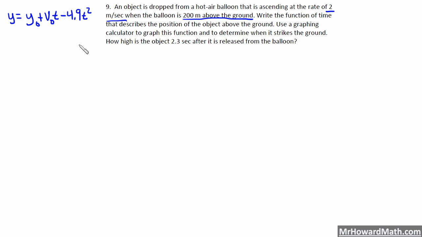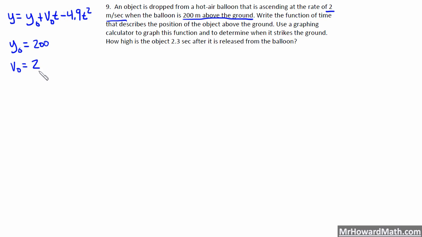Okay, so we just need to identify our y sub 0. So y sub 0 is going to be this 200 because that is where the object is actually dropped from. That's the initial height, which is what y sub 0 is, so that's 200. Our v sub 0 is the initial velocity that the object is thrown up in the air at, so that would be 2 meters per second.